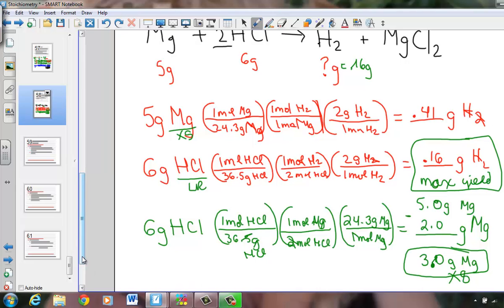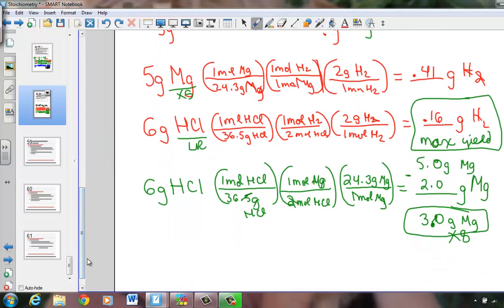We've done so much good work in determining the limiting reagent, the excess reagent, and the maximum yield. This particular section called Limiting and Excess Reagents, very involved math, but the math is repetitive. The more we practice, the more proficient we become. Good work today.